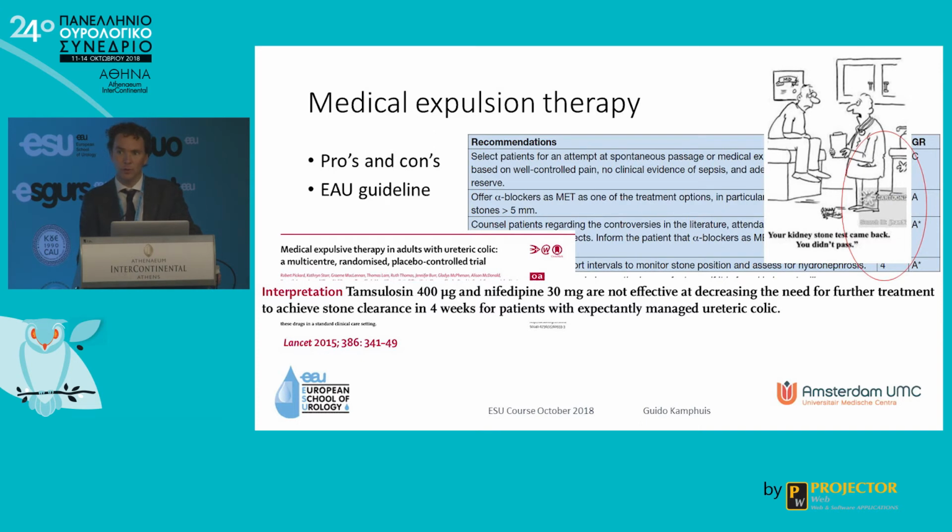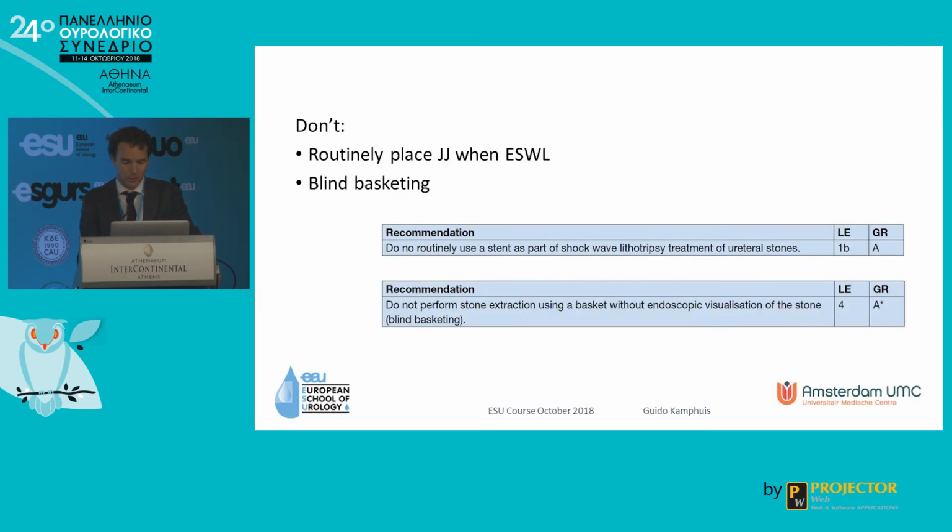If you follow the EAU guideline, if you give medical expulsion therapy, the EAU guideline recommends you to tell your patient there's a debate and that it's off-label use. I don't know how many people do that, because that's a lot of explaining to a patient. Blind basketing is still recommended not to do so, and don't routinely place a double J when doing ESWL.